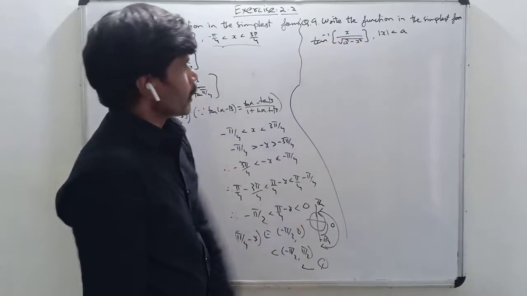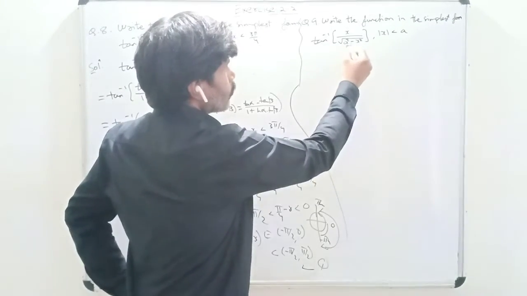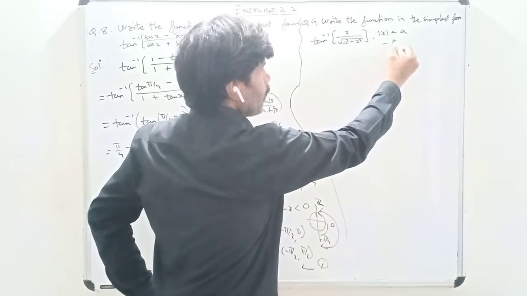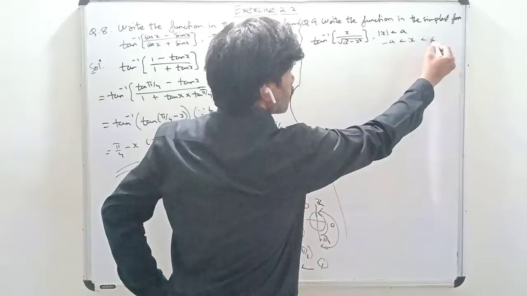Write the function in the simplest form. Tan inverse of x upon root of a square minus x square, where the condition is mod x is less than a. Mod x is less than a means what? Minus a is less than x is less than a.